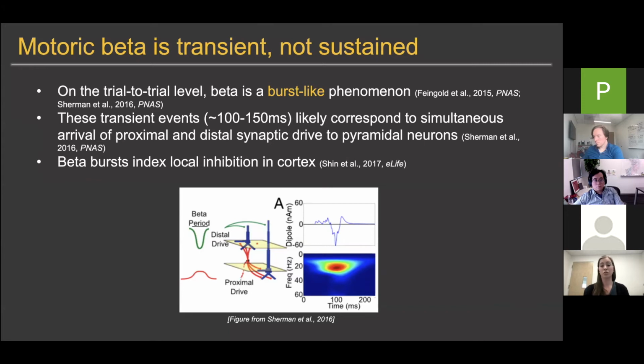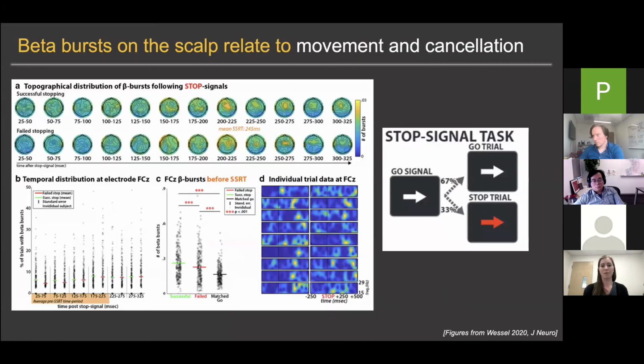And these beta bursts are in fact pretty interesting because we can do things like relate them to underlying mechanisms and to behavior. But the question is, what are the beta burst dynamics during movement cancellation? Well, like I already mentioned, there's been some work in the past year to investigate the dynamics of these bursts on the scalp during movement cancellation.